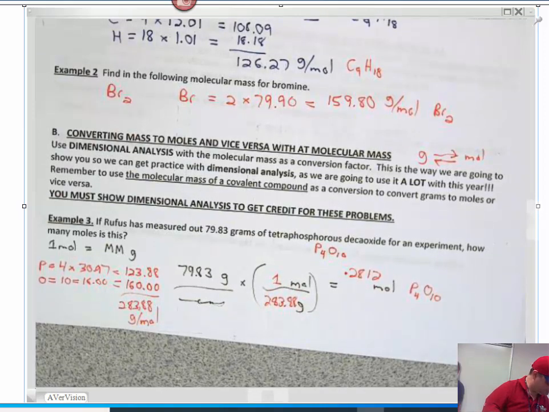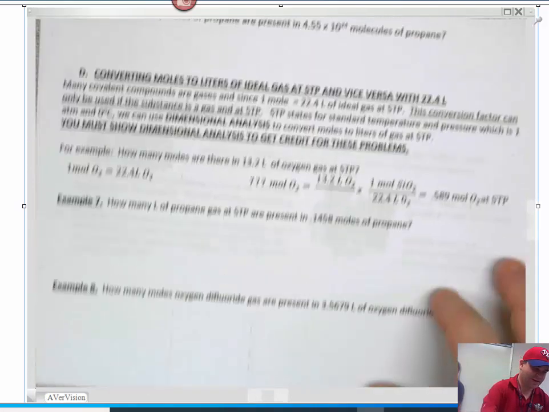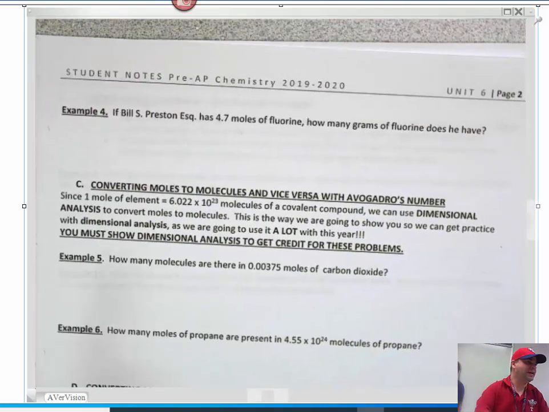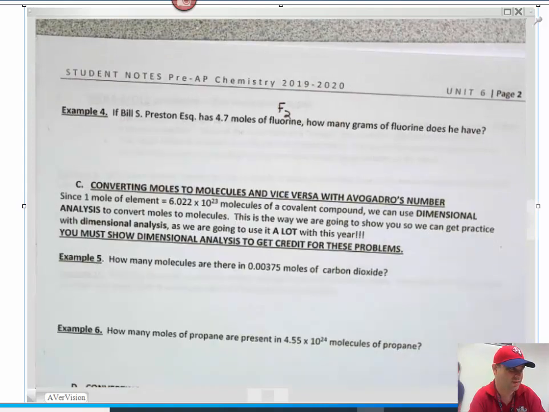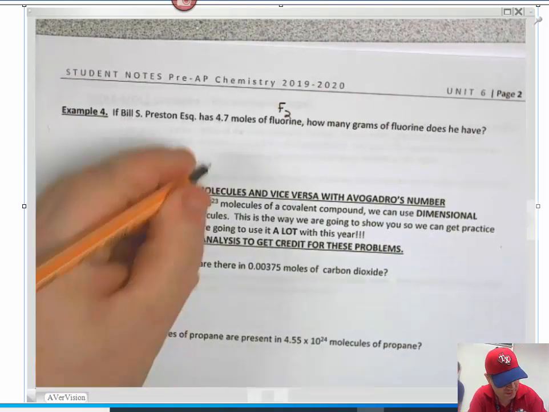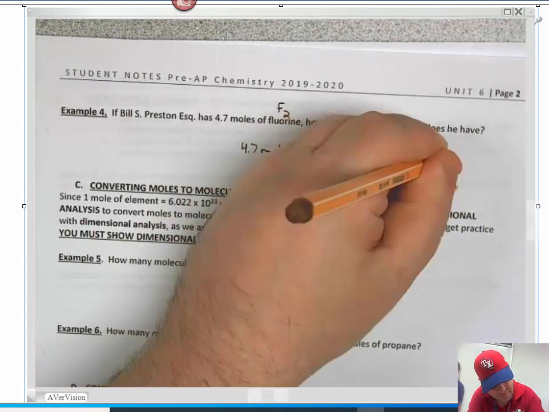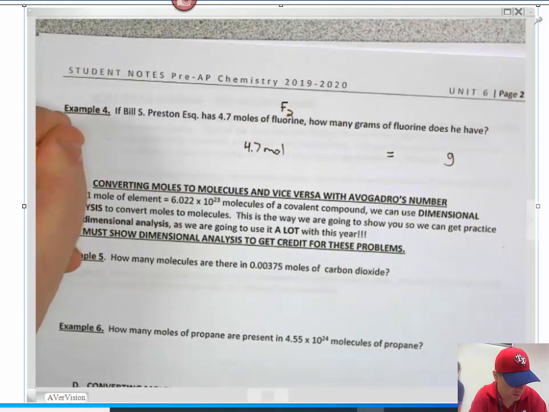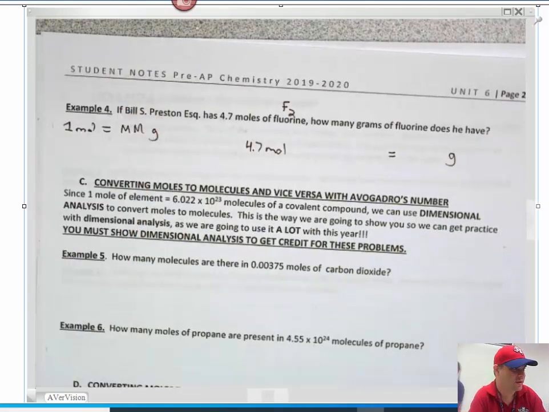Still working on the review part of this here. So, if we have 4.7 moles of fluorine, how many grams of fluorine do we have? Fluorine is F2. It was one of the 7 diatomics. So we are going to take 4.7 moles and convert that over to grams. For moles to grams, again, we're going to use the conversion factor of 1 mole equals the molar mass in grams.